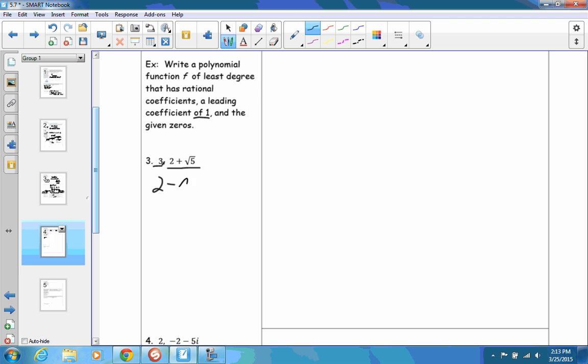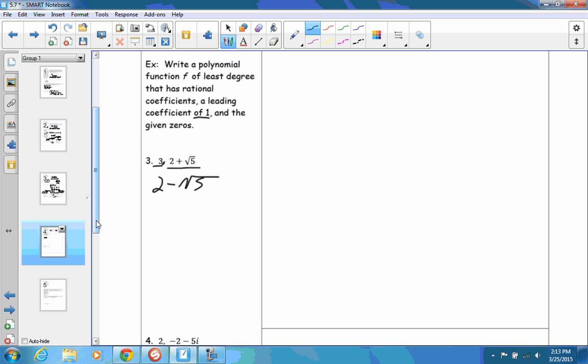2 minus root 5. Remember, if a plus root b is a zero, a minus root b is too. Like I say, it's not even math, you just know that. That's just the theorem, right? So I actually have 3 zeros. So what degree is this polynomial? x to the third, right? 3 zeros. So x to the third.